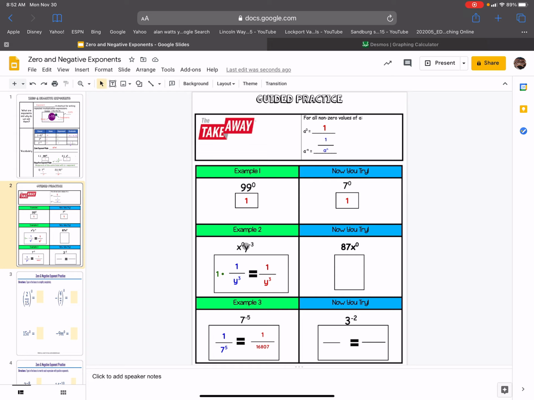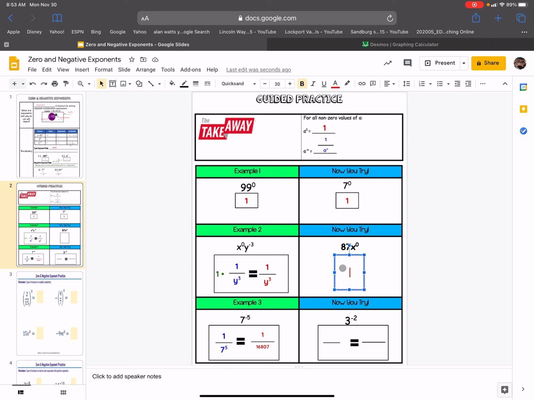So x to the 0 power y to the negative third, the final answer is 1 over y to the third, because x to the 0 is 1. And to make this a positive exponent, because that's our end game, we always want to make this a positive exponent. And to make that a positive, I stick it over 1, and now it's positive.